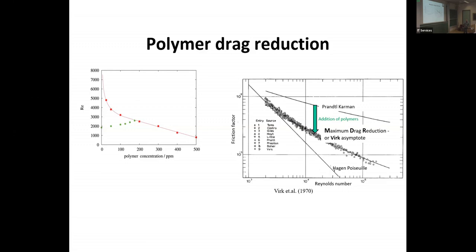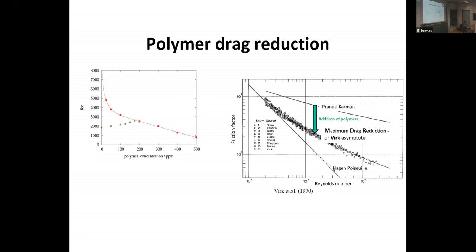And this has been known since the 1950s or late 40s. And what Virk found around 1970 is that as you increase, so this is Reynolds number, this is the friction factor in the pipe. As you increase the concentration of polymers, you get stuck. So you reduce from Prandtl-Karman your friction factor, but you don't quite make it to Hagen-Poiseuille. Instead, you get stuck at what is now called the maximum drag reduction or the Virk asymptote.